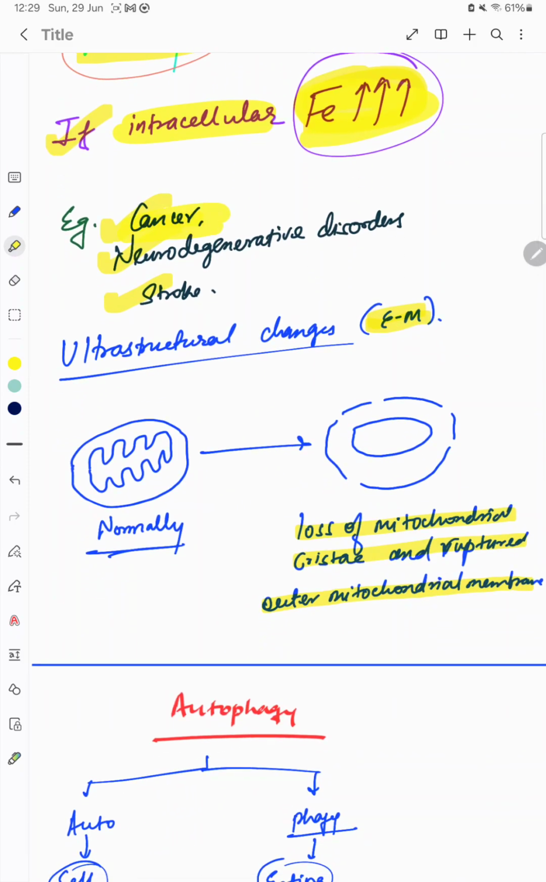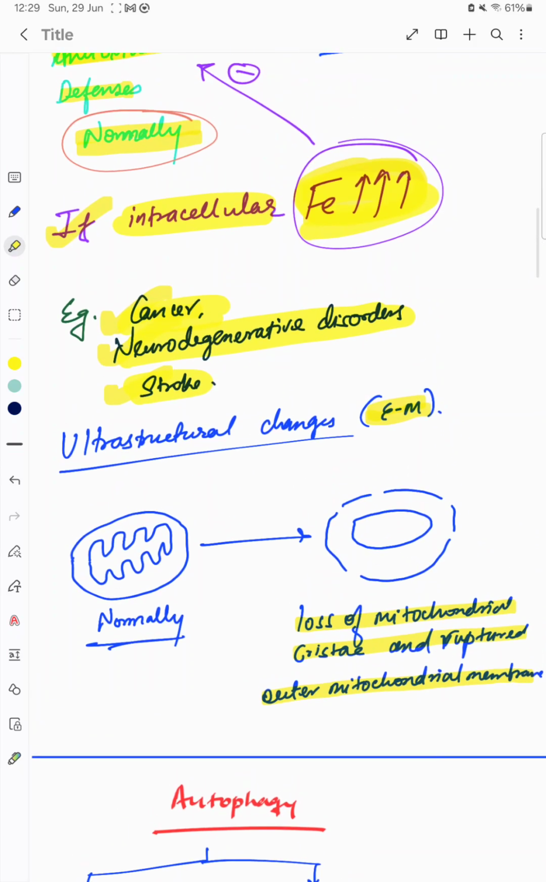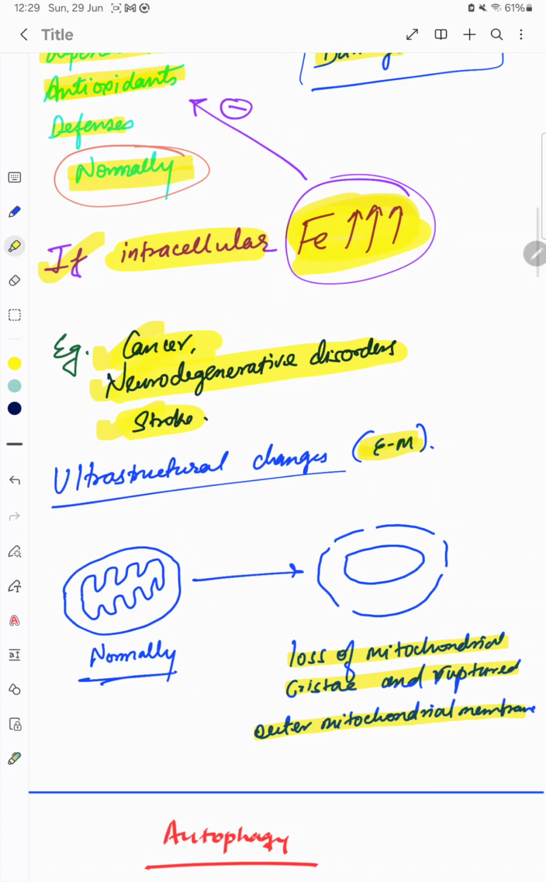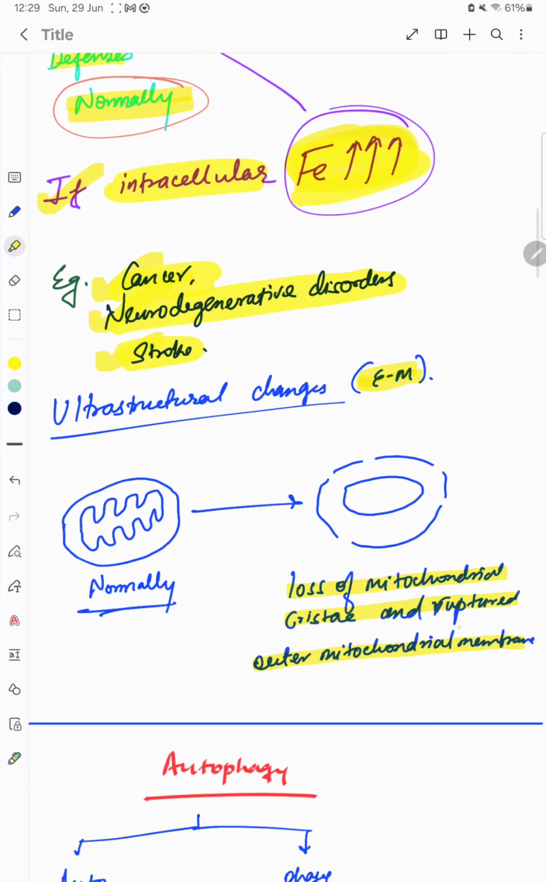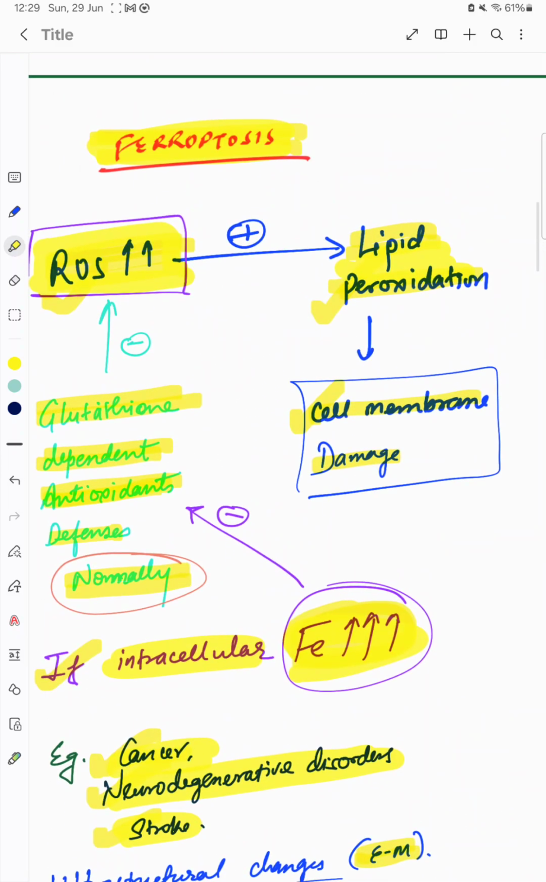This is seen in some cancers, neurodegenerative disorders and in stroke. Ultrastructural changes seen in ferroptosis are loss of mitochondrial cristae and a ruptured outer mitochondrial membrane on the electron microscope. So these are the three mechanisms of cell death we have discussed. First is necroptosis, second is pyroptosis and third is ferroptosis.